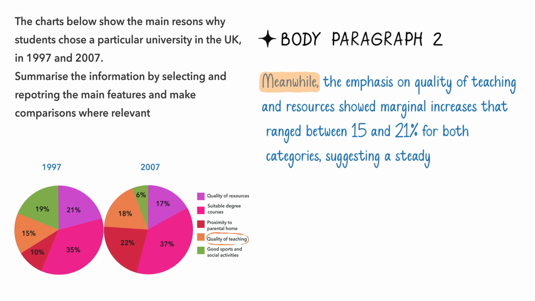Suggesting a steady, but not pivotal interest among students, right? So that was from 15 to 18 persons, but that was not big, right? That was marginal increase. And it showed that students became a little bit more interested in quality of teaching, right?